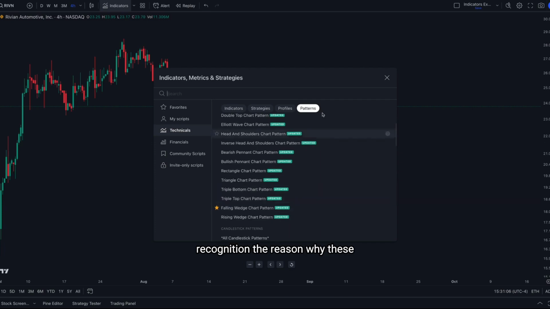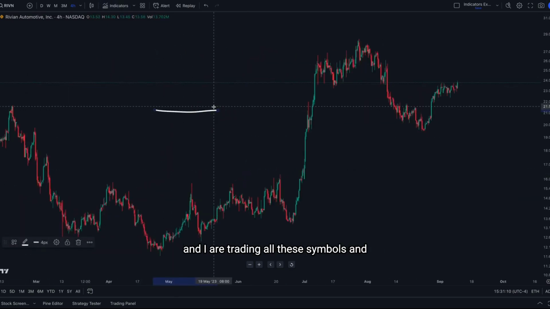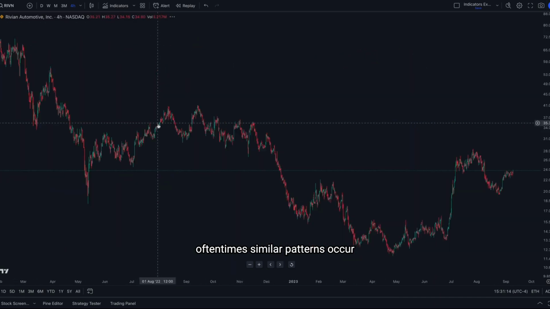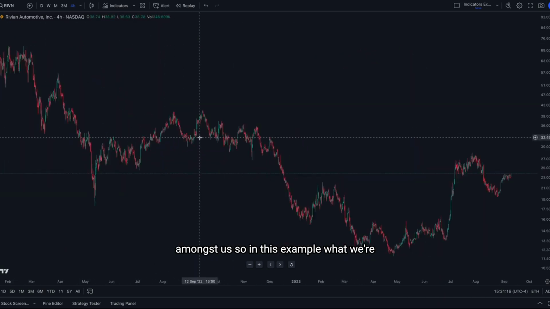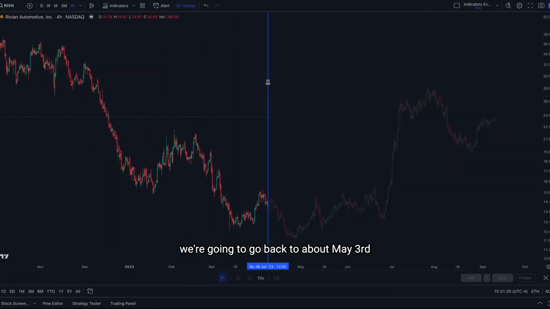The reason why these patterns are important in the first place is because people just like you and I are trading all these symbols, and oftentimes similar patterns occur amongst us. So in this example, what we're going to do is show you how this works. We're going to go back to about May 3rd here.